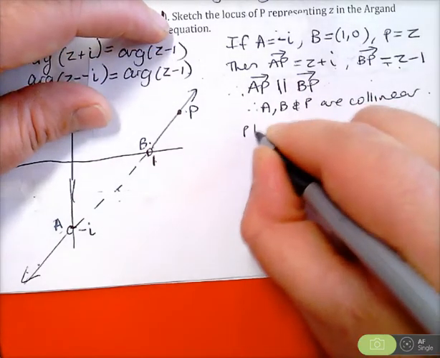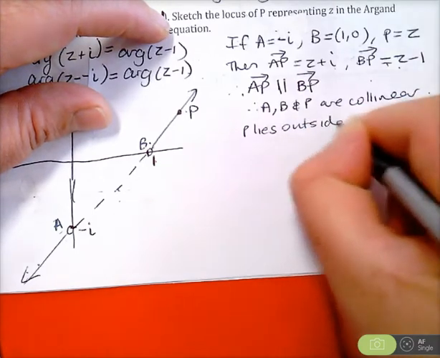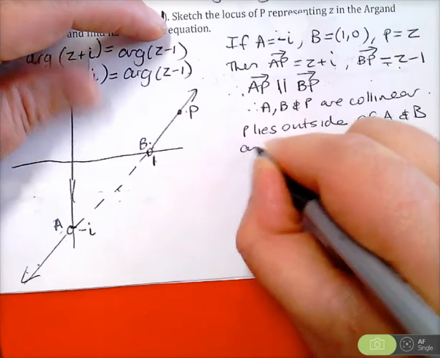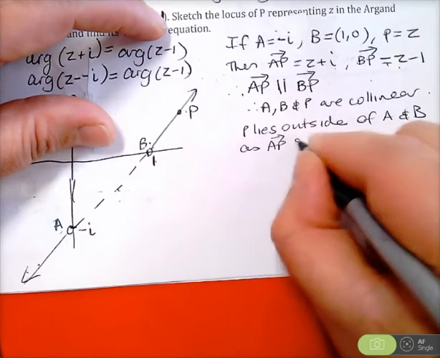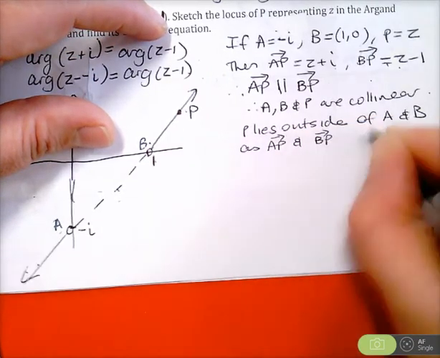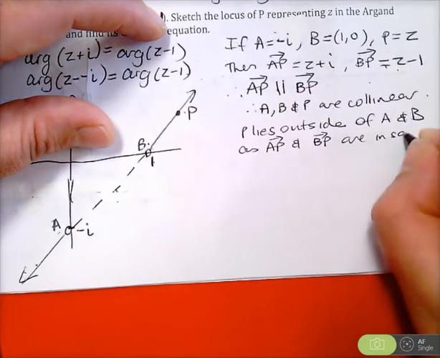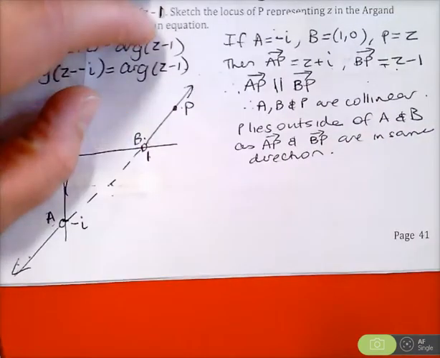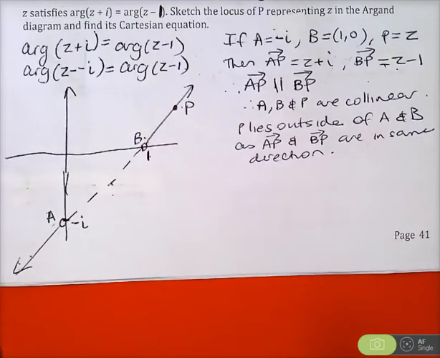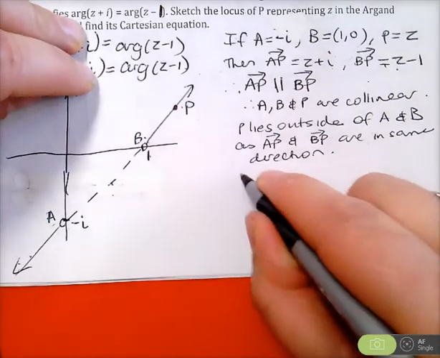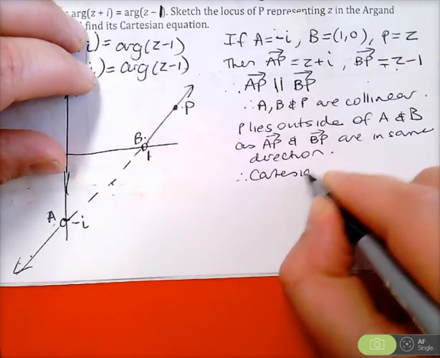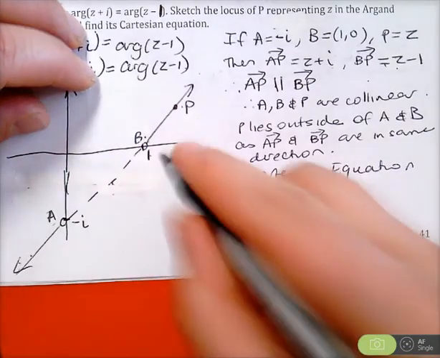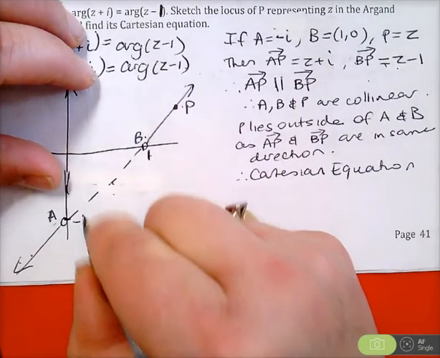And we know that P lies outside, of course, of AB, as AP and BP are in the same direction. So P lies outside, so that AP and BP will be in the same direction, okay? Therefore, what's your Cartesian equation? What do you think the gradient of that line is? 1. Yeah, it's 1.